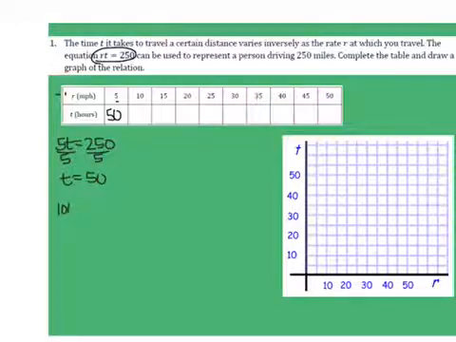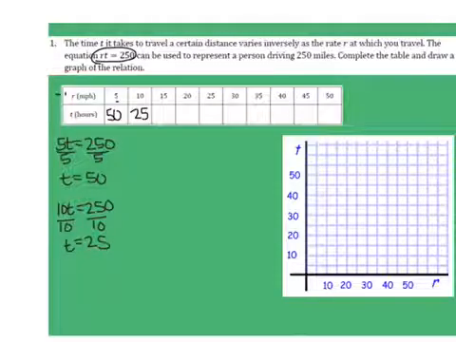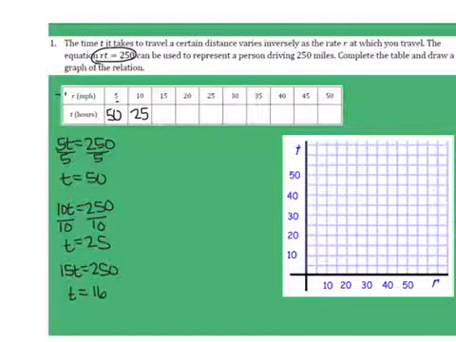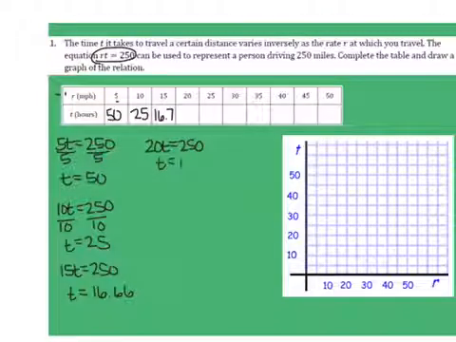10 times t equals 250. Divide by 10, so t is 25. So the faster I go, the less time it takes me. Plug in 15, and I get that t equals 16.666, so I'm going to do 16.7. We're going to keep going. 20 times t equals 250. Divide by 20, so t is 12.5.